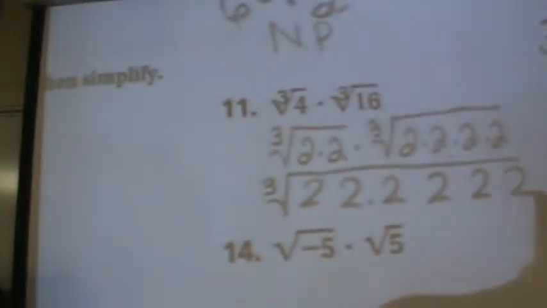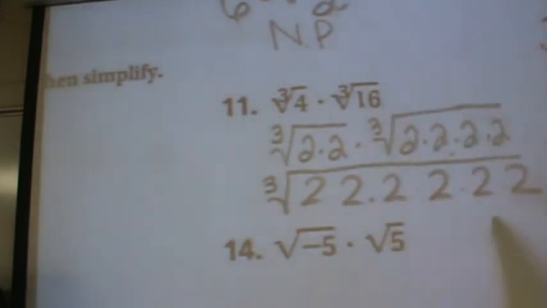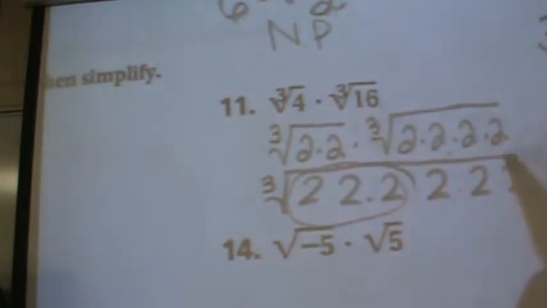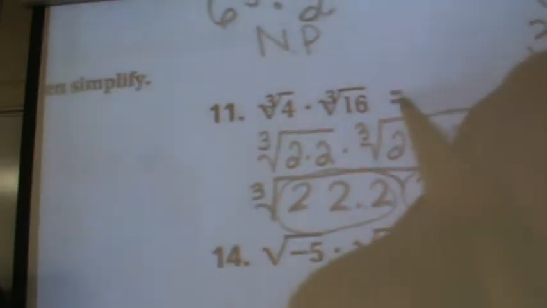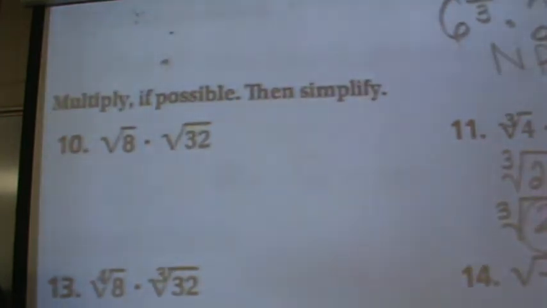Okay, good. Now, how many of a kind are we looking for? 3. So we have 2 groups. Yep, you got it. So what is 2 times 2? 4. So this answer simplifies to be 4.